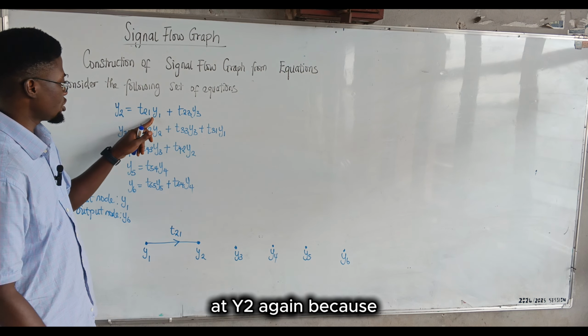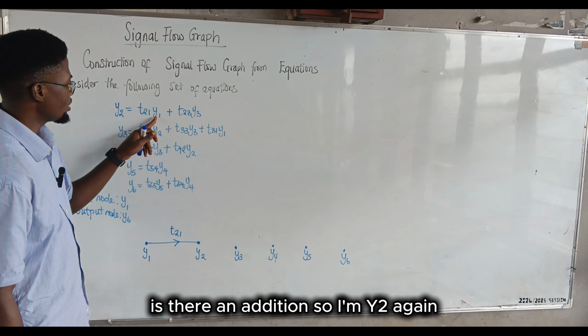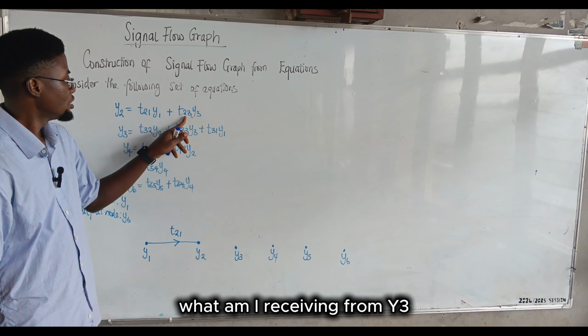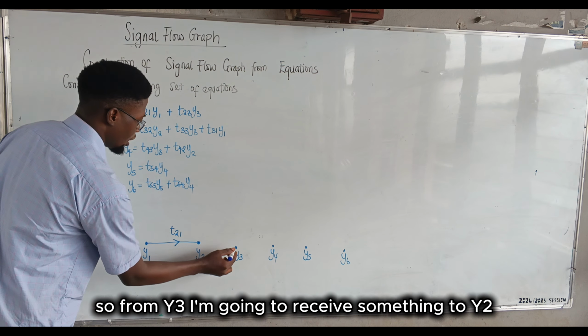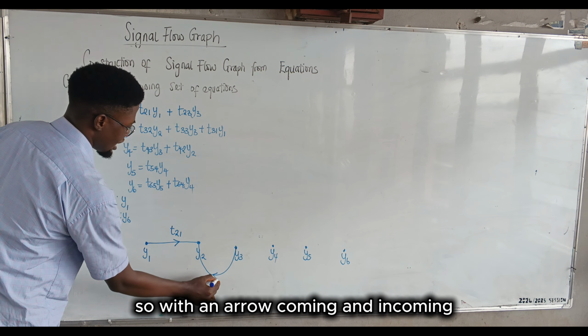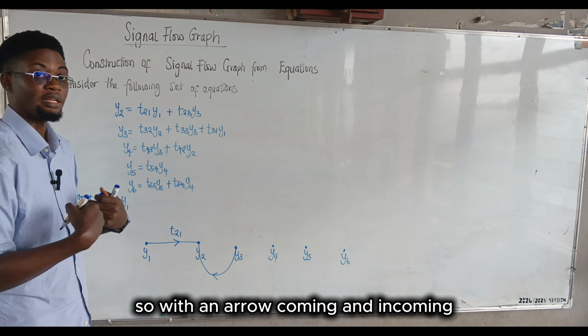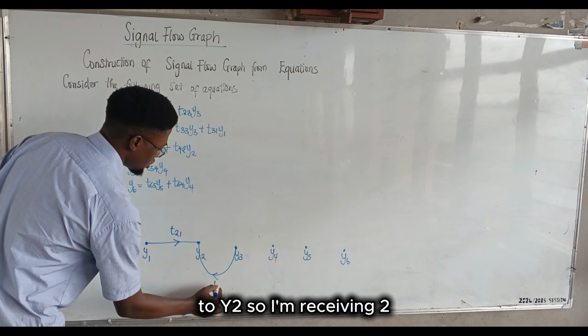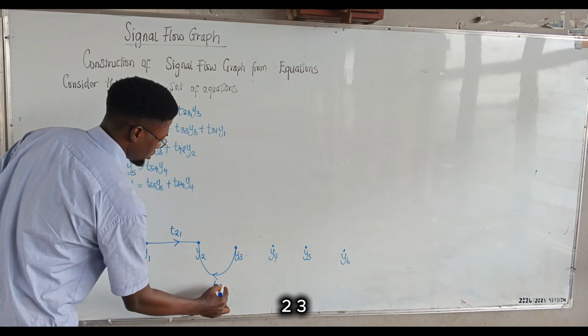At Y2 again, because it's an addition, I'm also receiving something from Y3. What am I receiving from Y3? T23. So from Y3, I'm going to receive something to Y2, with an arrow incoming, because these are the inputs to Y2. So I'm receiving T21 and T23.